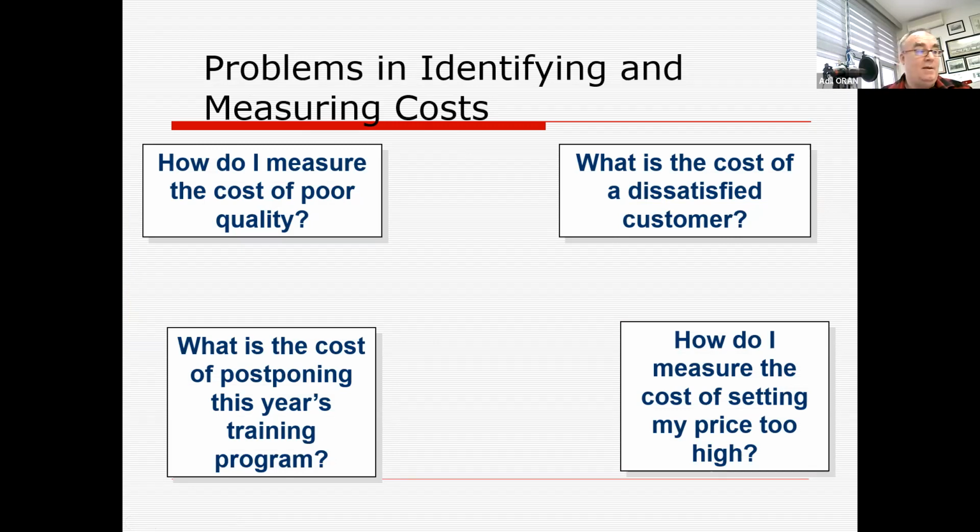What is the cost of postponing this year's training program? Oftentimes, especially in Turkey, what a lot of companies do is the moment they get into trouble, the moment their profitability, their sales starts to slow down, they will cut back on training programs.